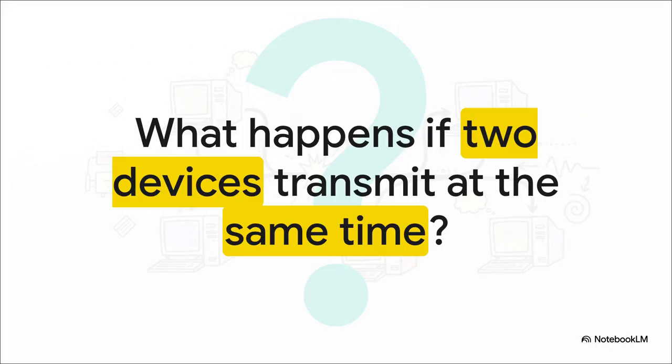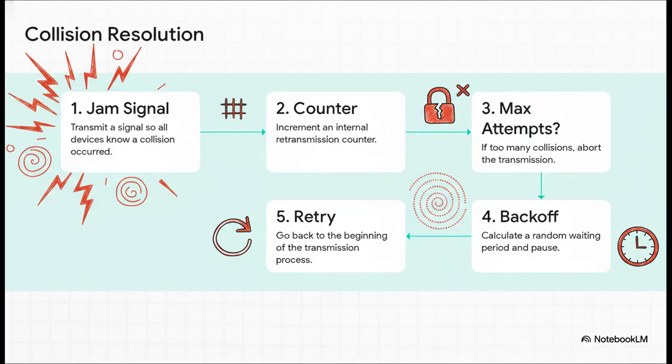But the real genius of a system isn't how it works when things are perfect. It's how it deals with problems. So what happens when two different devices both listen, both hear silence, and both decide to start talking at the exact same moment? Well, when that collision happens, a very clear recovery plan kicks in. First, both devices blast out what's called a jam signal, which is like a loud alarm telling everyone, hey, stop, there was a crash. They make a note that their transmission failed.